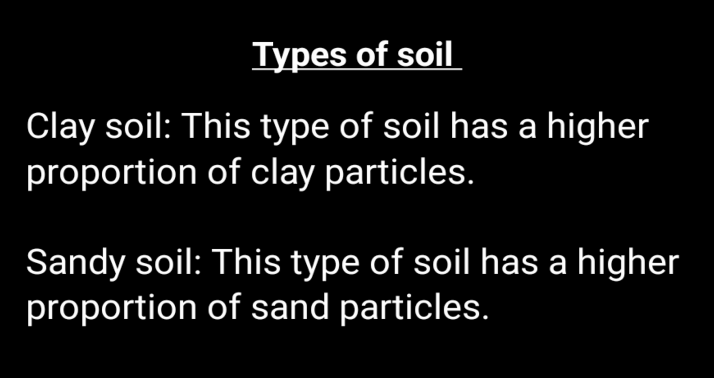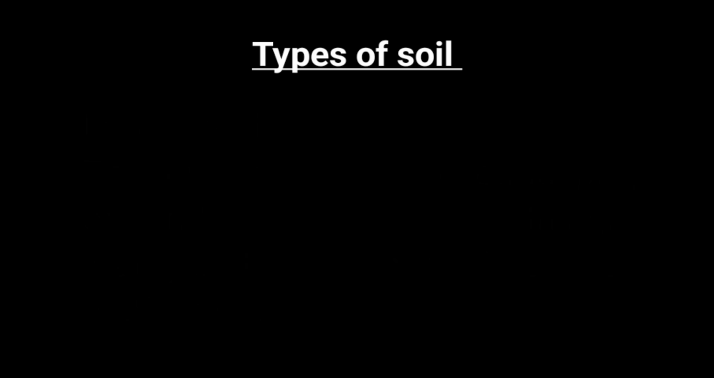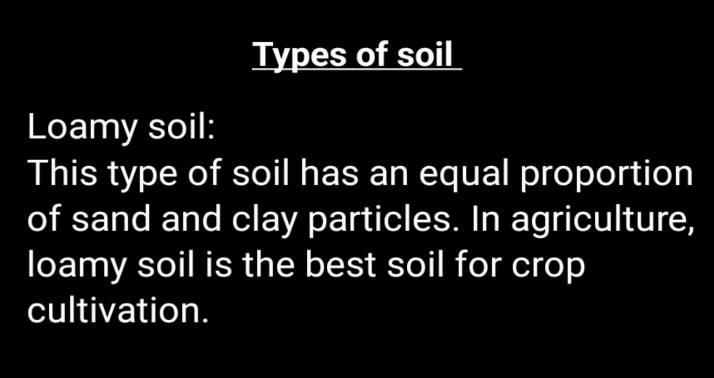Sandy soil. This is the type of soil which has a higher proportion of sand particles. Loamy soil. This is a type of soil which has equal proportion of sand and clay particles. And in agriculture, loamy soil is the best soil that is good for cultivation of crops.